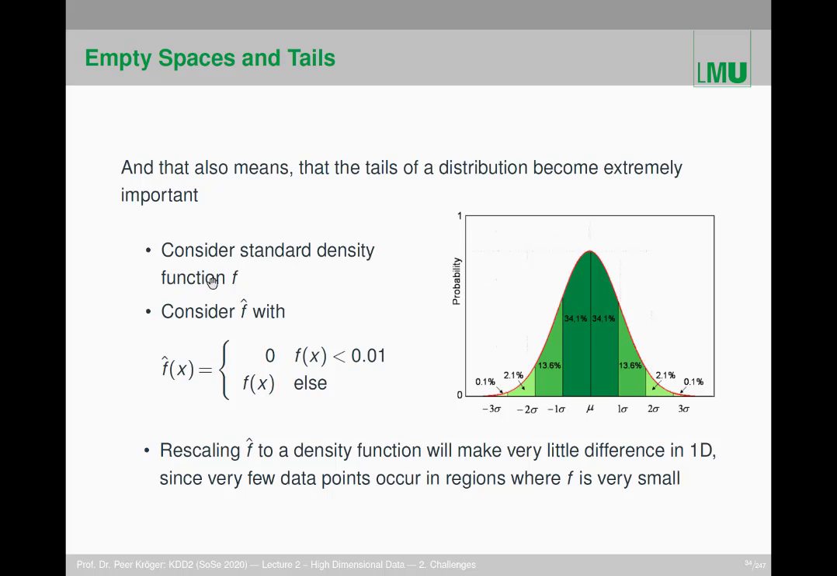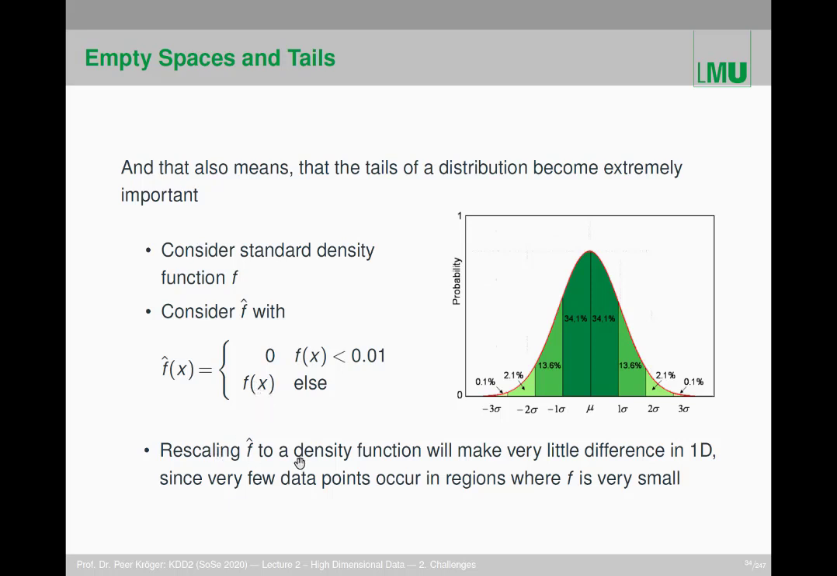We consider a standard density function like this one here, the traditional Gaussian distribution, where the maximum probability density is around the mean. And we consider a slightly different function, f prime here, which is 0 if the probability density of f is smaller than 1%, and otherwise is the probability density of f of x.